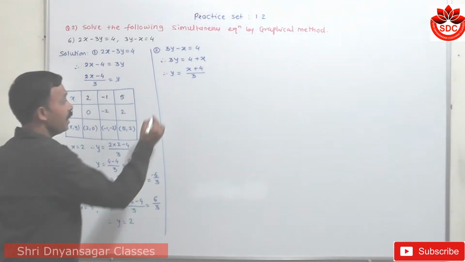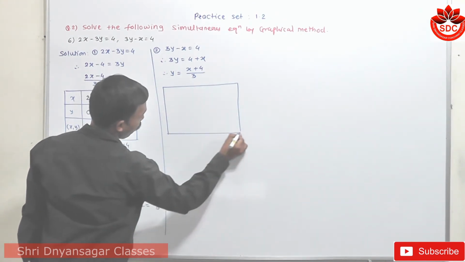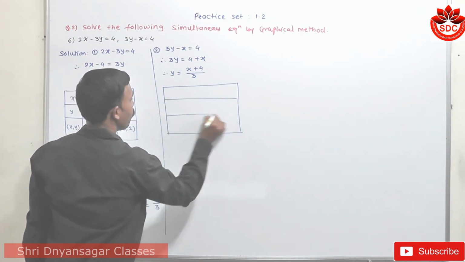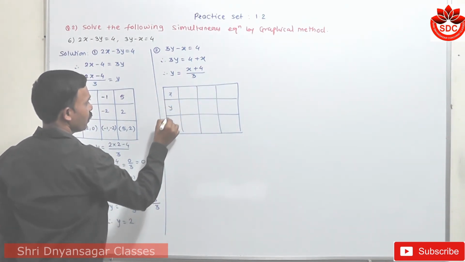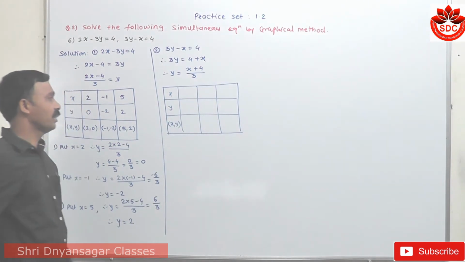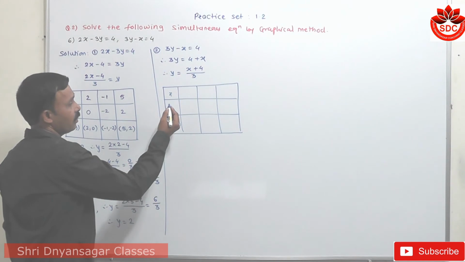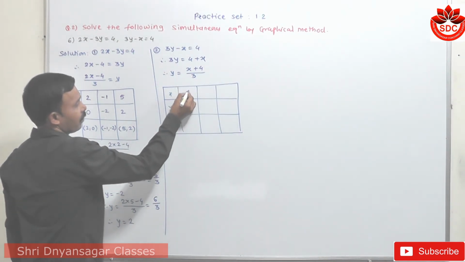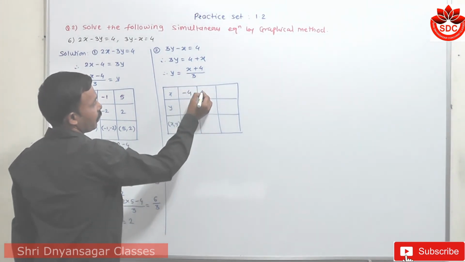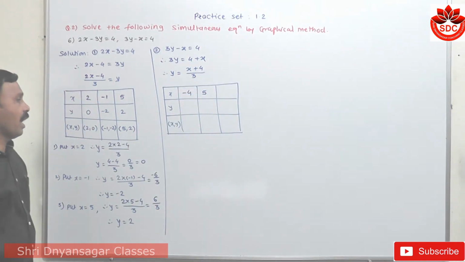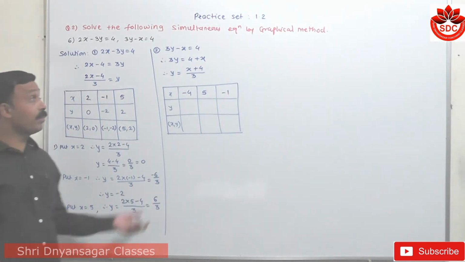Then we take any 3 values of x. We have to find the value of y by putting these values into this equation. Take any 3 values, or 4 or more values also you can take, but just 3 values is sufficient here. Now suppose we substitute minus 4. Then the second one is 5, plus 4 is 9, means that 5. And if we take minus 1 as the third one, then we can completely divide by this 3.